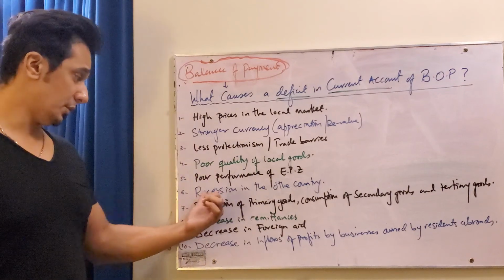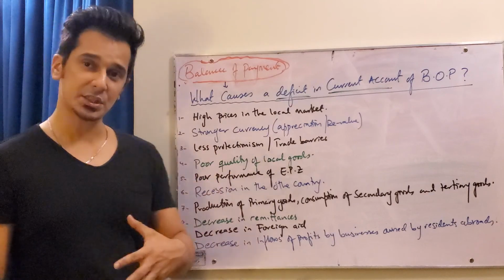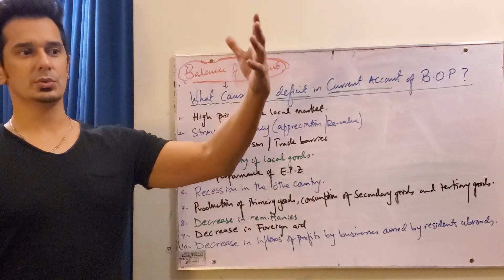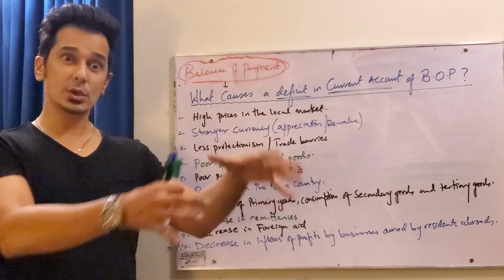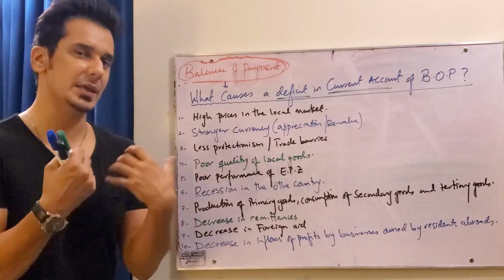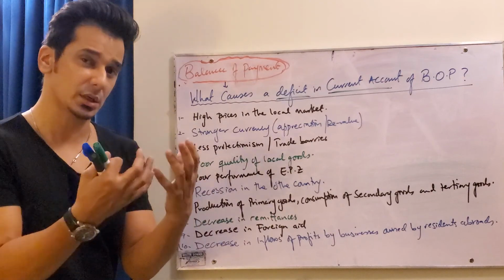Let's suppose, now 6th point, let's suppose there is a recession in the other country. Let's suppose earlier Pakistan was selling to Dubai, UAE. Now UAE goes into recession. Would they be buying more from us or less from us? They would be buying less from us. So that means our export would start to decrease.